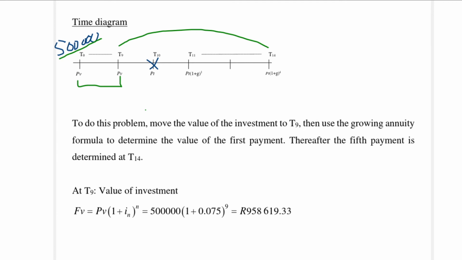So that is what we're doing here at the bottom of the slide. I take my original 500,000 rands and then I move it through time up until time T9. And this 0.075, remember, is my interest rate. So the value of the investment at time period T9 is this 958,616.619. And we will use that then as the present value of our growing annuity.